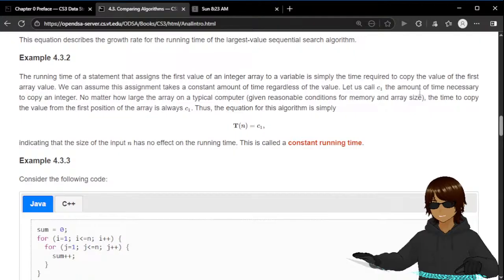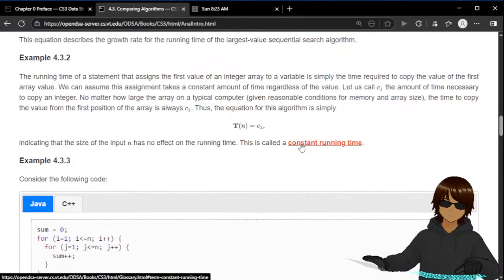That is because even the amount of time necessary to copy an integer, no matter how large the array, in a typical computer, the time to copy the value from the first position of the array is always c1. Thus, the equation for this algorithm is simply T(n) = c1, indicating that the size of the input n has no effect on the running time. This is called a constant running time.